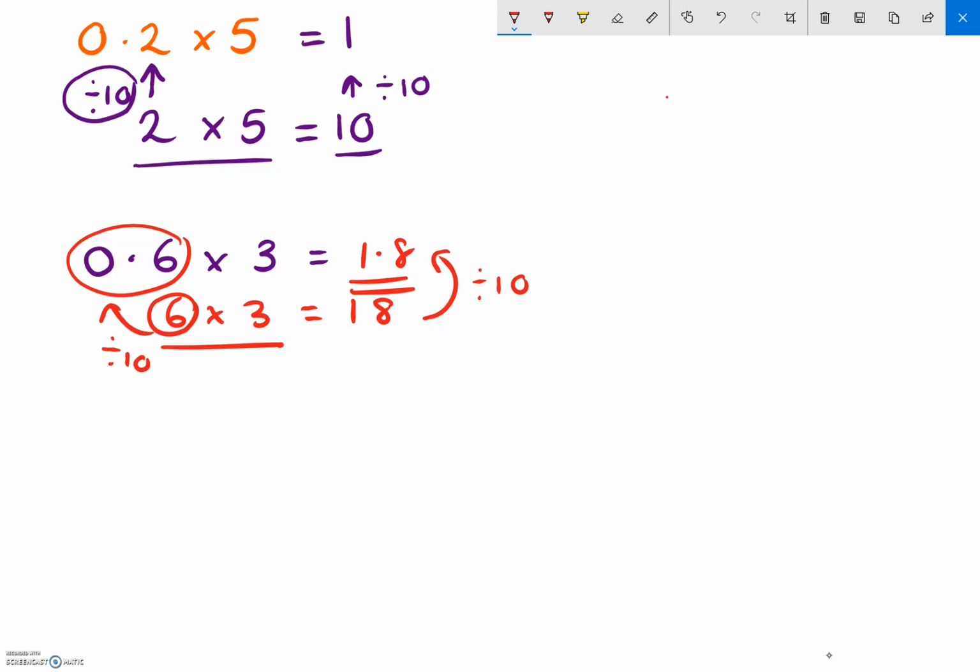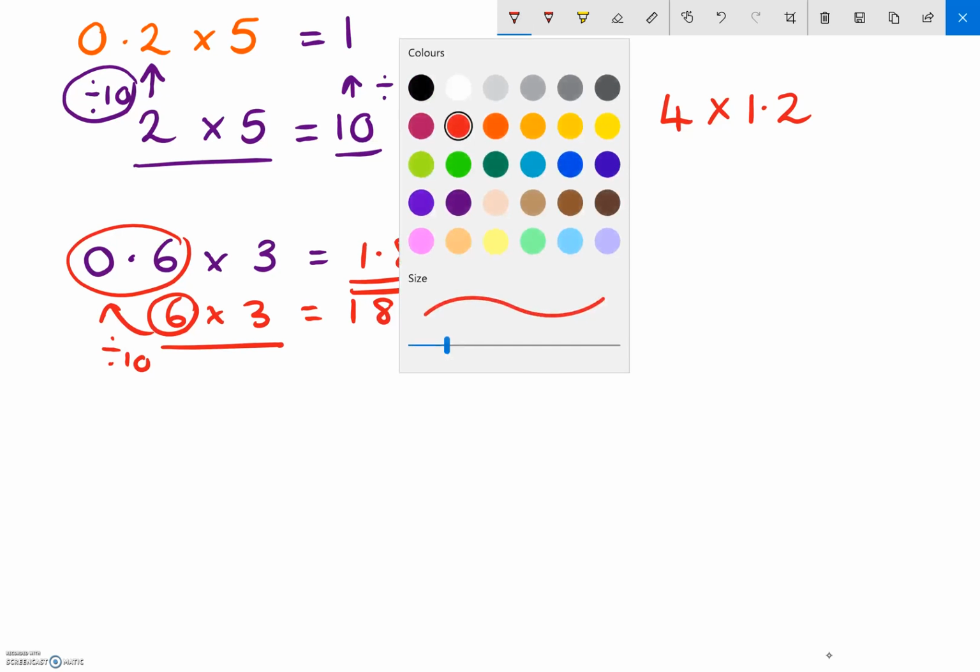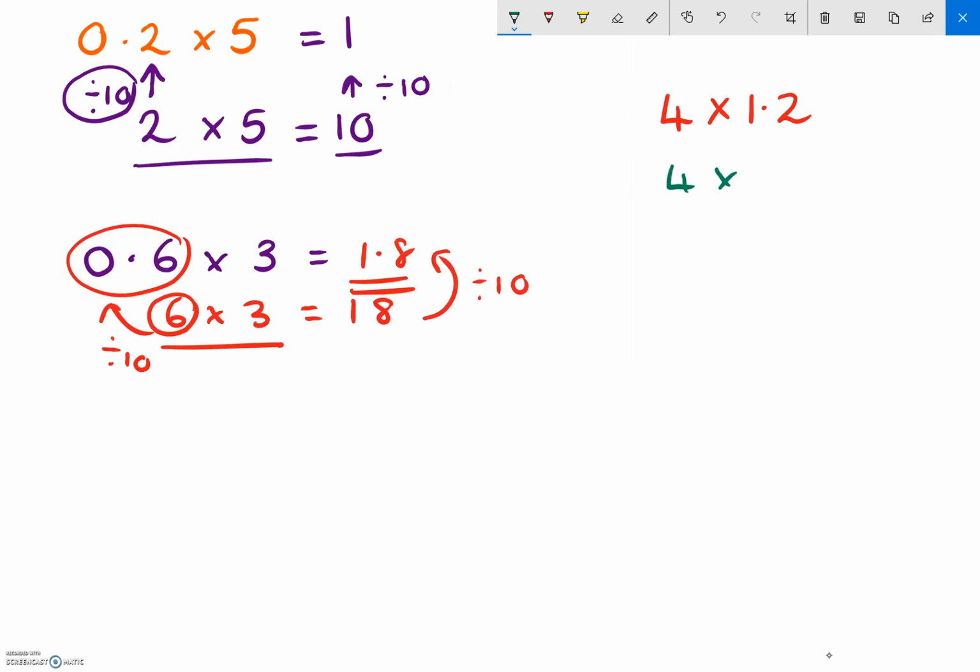If I had 4 lots of 1.2, I know that 4 times 12 is 48. So 4 lots of 1.2 is 4.8. Let's try a harder one.